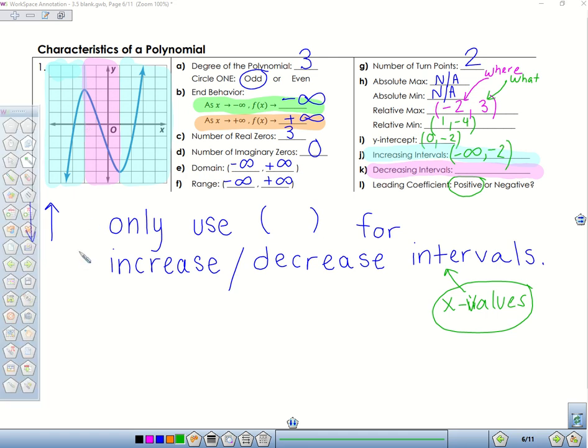Now, oftentimes with polynomial functions, you're going to have multiple increase and decrease intervals. So between them, you're going to put a U symbol, which is called the union symbol, which means that you're just saying increases from here and then also increases from somewhere else.